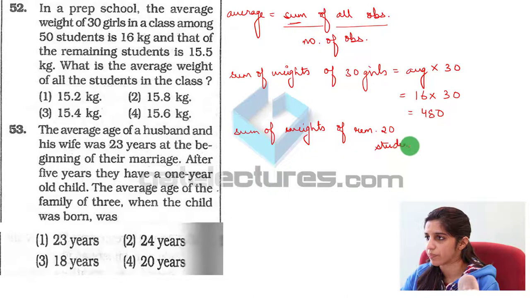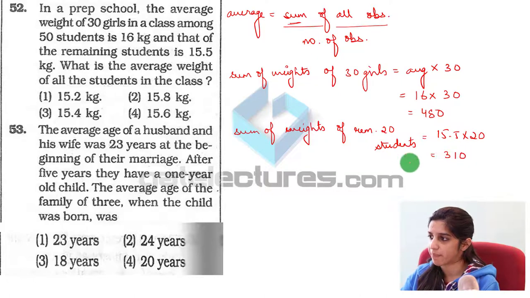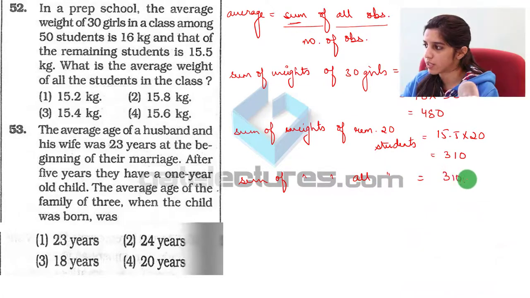Sum of weight of remaining 20 students. So this is going to be 15.5 into 20, which is going to make this 310, right? So now sum of weights of all students, this is going to be 310 plus 480, which is 590.